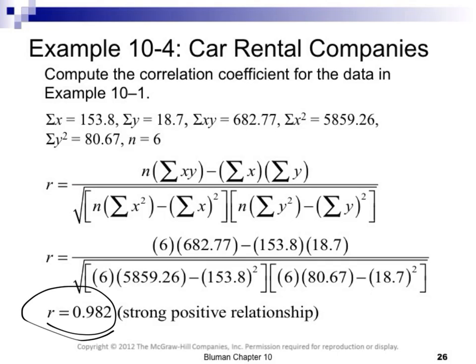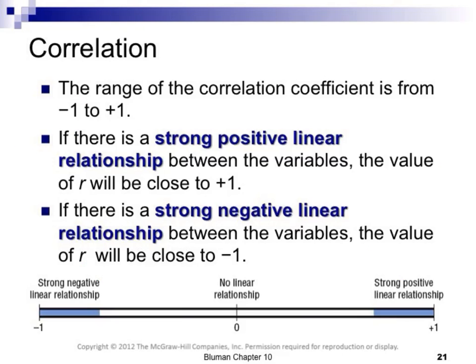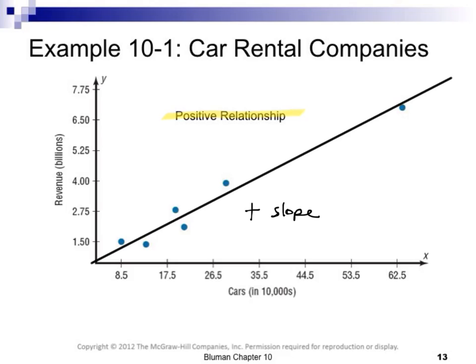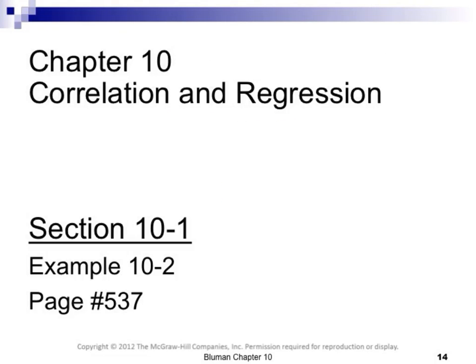Well, that's very close to 1. So that indicates a strong positive relationship. And if you go back and look, let me just flip back real quick. I know this is kind of annoying, but that was a very strong positive relationship, and you could see that had an r value of 0.984, I think it was. And so you can see that is a strong positive relationship between those two variables. So let me go back to where we were.